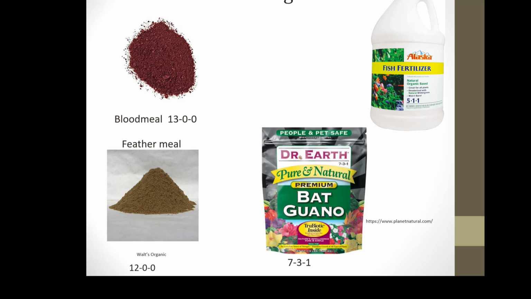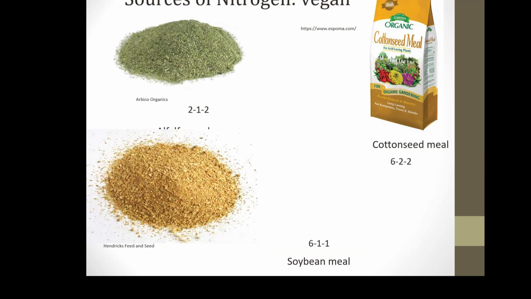Okay, here we've got blood meal, 13-0-0, fish fertilizer, 5-1-1, so 5 parts nitrogen, 1 part phosphorus, 1 part potassium. Feather meal, that's a really great fertilizer. Bat guano, 7-3-1. And then if you're going vegan, we have soybean meal. This is alfalfa meal on the top there. Cottonseed meal. Now, this is vegan, but the thing about it is that many sources of cottonseed are not organic. So if you're doing organic gardening, you need to make sure that it's a good source of cottonseed.